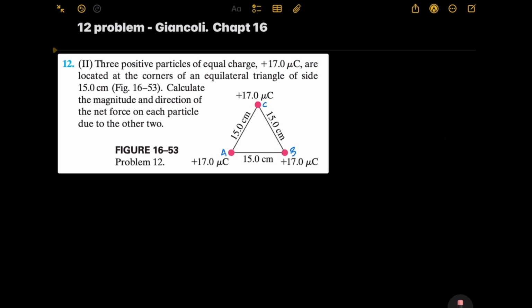So I put some letters. You've got particles A, B, and C. Since all of them have the same magnitude, 17 microcoulomb, and the distance between them is 15 centimeters, they are all going to experience the same net force due to the others. So the final answer is just one, and it's going to be the same for all of them.